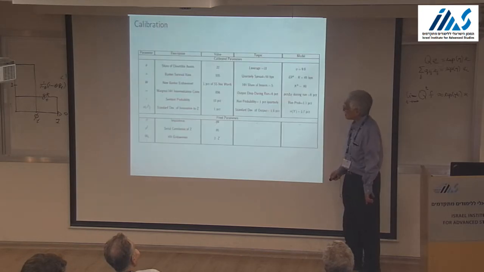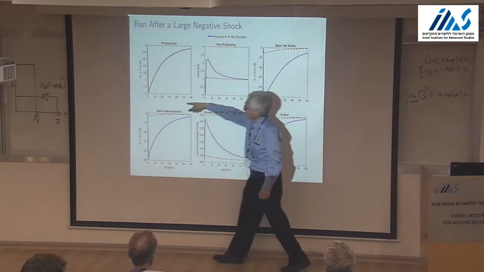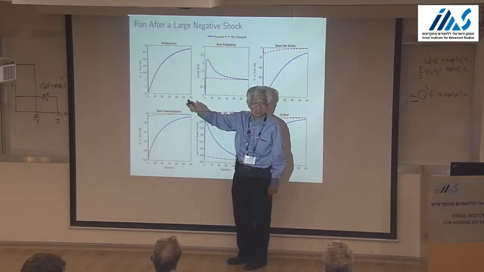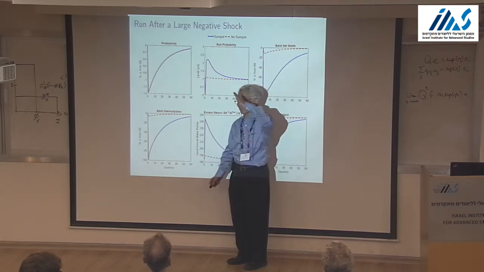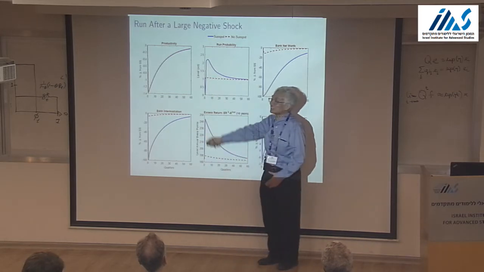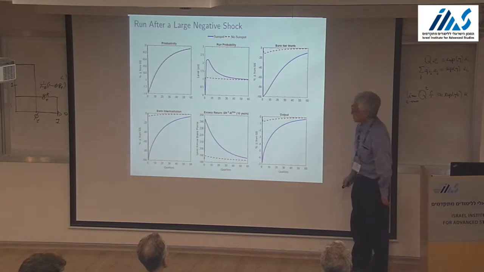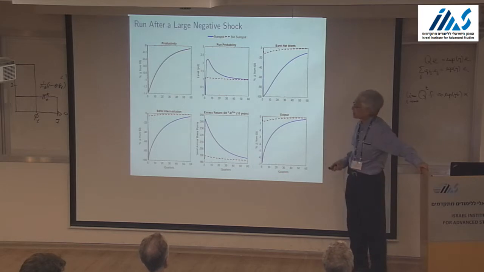The problem of this model right now is you need some reasonably big productivity shock. But before the crisis, we don't see any productivity shock. Actually, if anything, it's improving. So how come you get a bank run? That's the next question. Also, we said that usually bank runs happen after credit booms. So how do you get that?